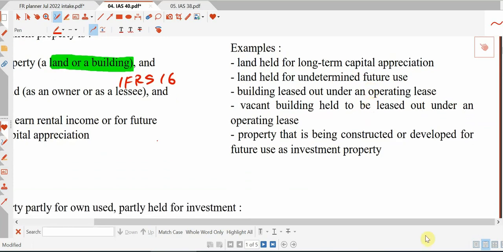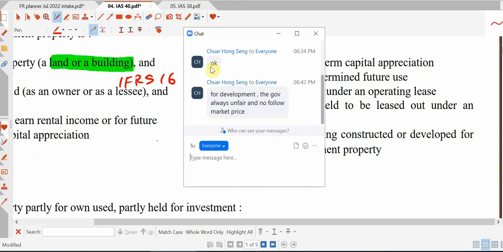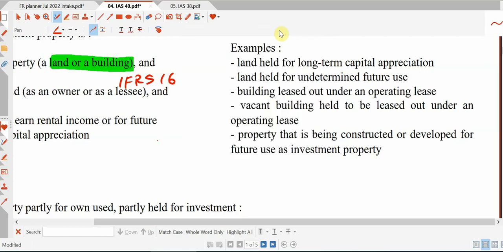Next one, building leased out under an operating lease. So tonight, I will try my best to avoid leases. Hang on, I got a message here. Let's see. Okay, for development, government always unfair and no follow market price. That one too bad. I'm not in the position. But next time, if I go for the election, to be MP, you remember to vote for me. I will make sure the price is fair. But at the moment, I'm just a normal guy, alright? But that's it. If next time you be a government, I think you'll probably do the same also, isn't it?